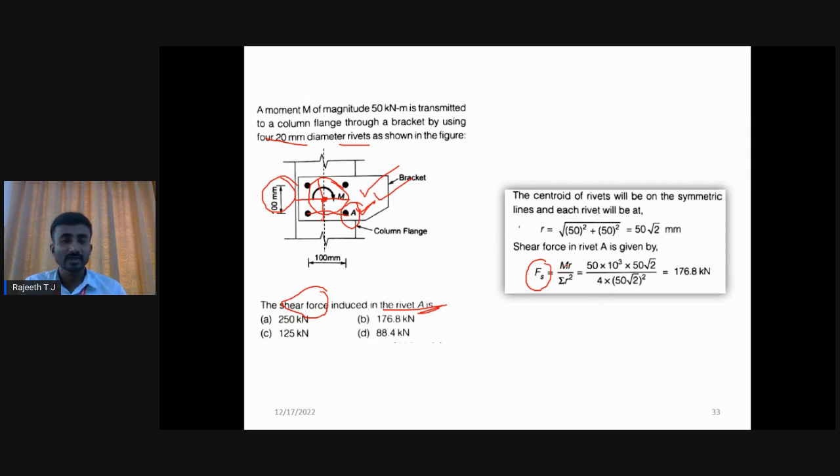We know what is R, what is M. M is nothing but force into distance, P into E. In this case, what is P? We don't know. What is E? We don't know. That's why they directly gave the moment. That's why they wrote the moment here.